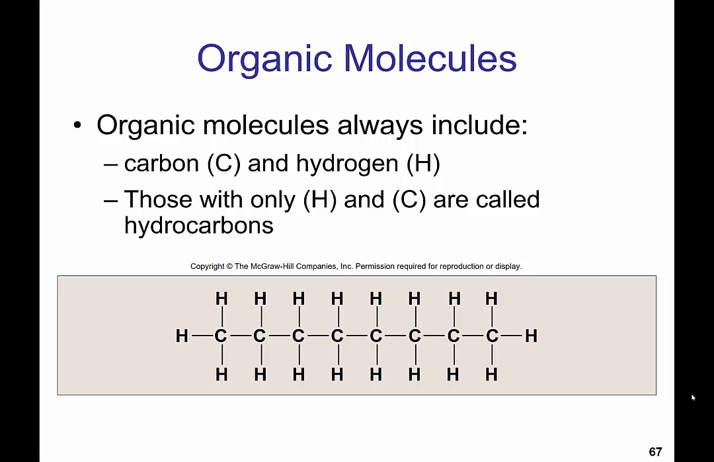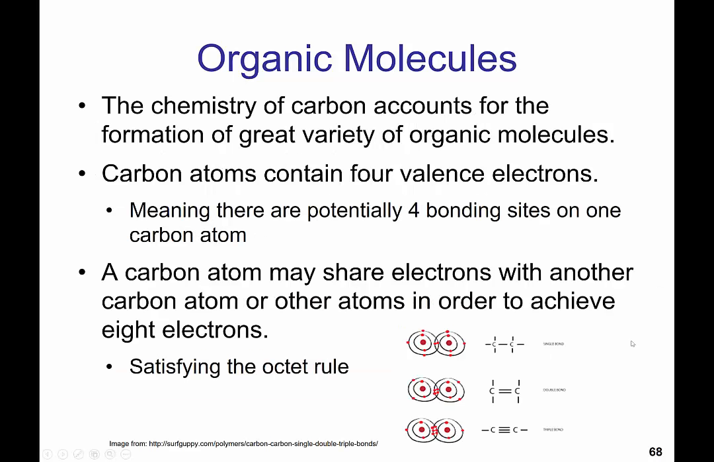Looking at organic molecules of organisms, organic molecules always include carbon and hydrogen. Those with only hydrogen and carbon are called hydrocarbons, and they'll be named according to the number of carbon atoms there. So organic molecules, as we will see, can contain other atoms as well, but they will always have carbon and hydrogen. The chemistry of carbon itself accounts for the formation of a great variety of organic molecules.